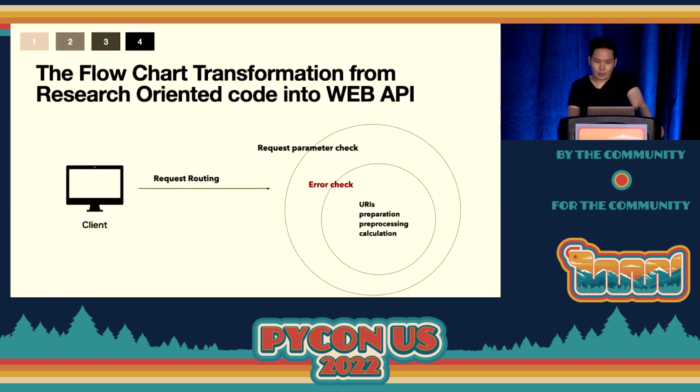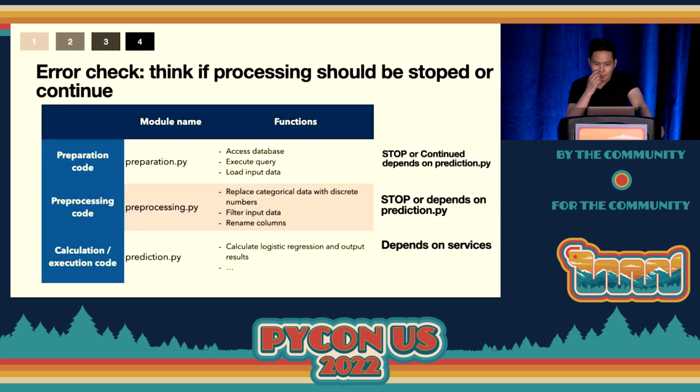So the last implementation is error check. Before implementing the code, we need to think if processing should be stopped or continue for each code. Whether the processing is stopped or not depends on service specification. For example, if you implement a recommendation system, sometimes you do not want to stop services and want to continue recommendation, even when the preparation code failed to load certain data.